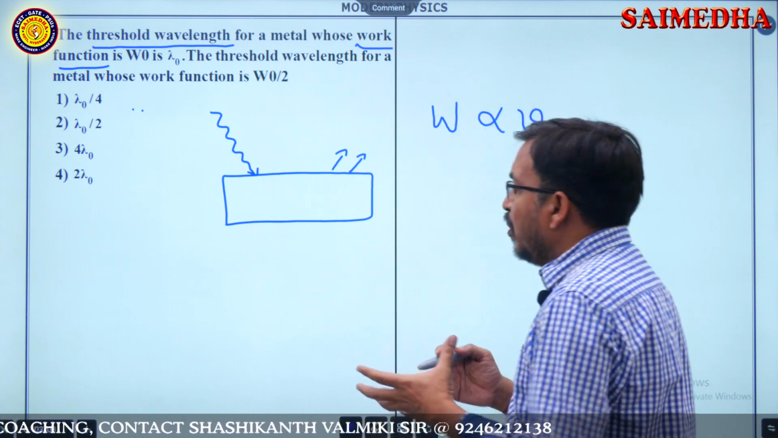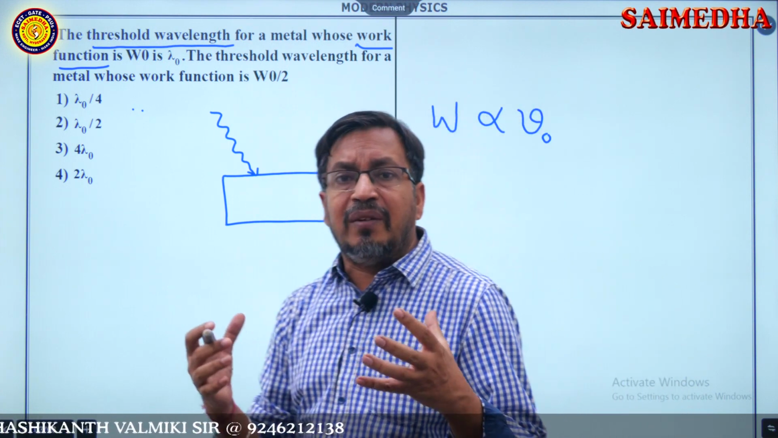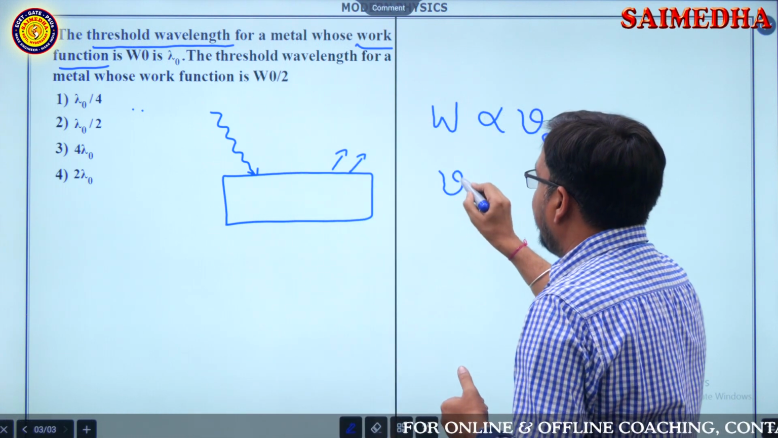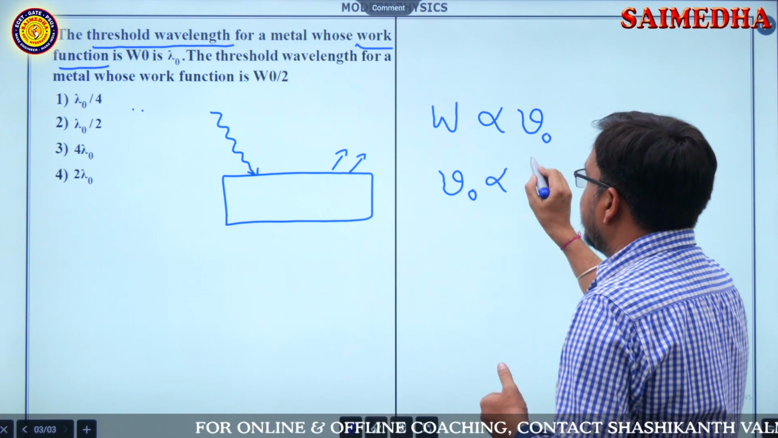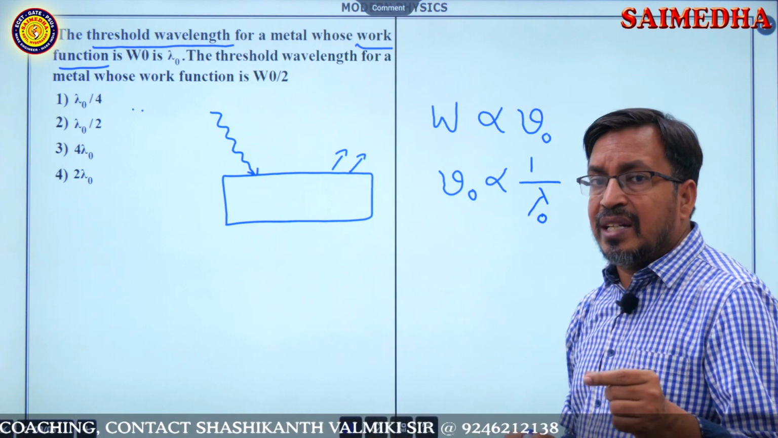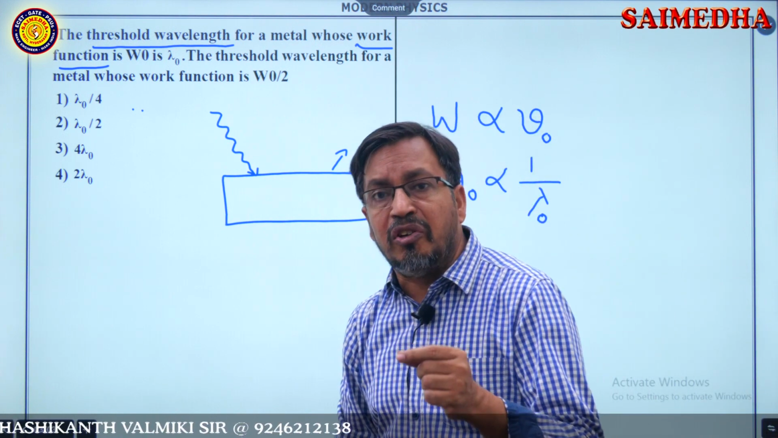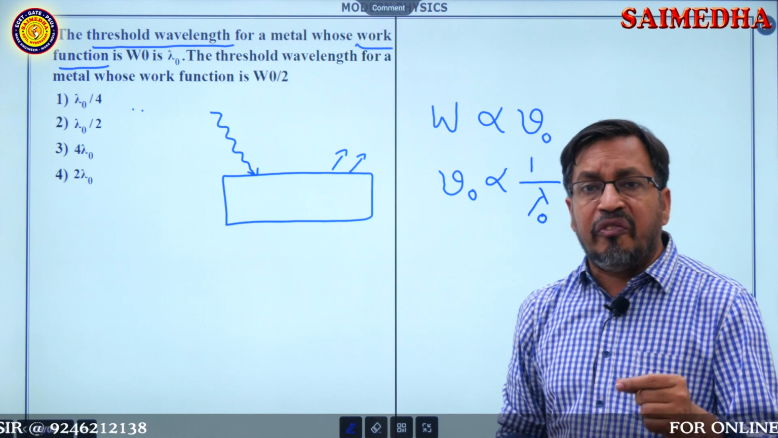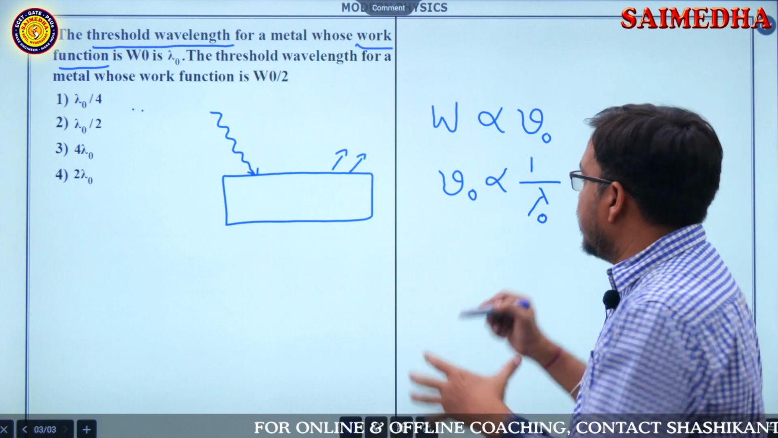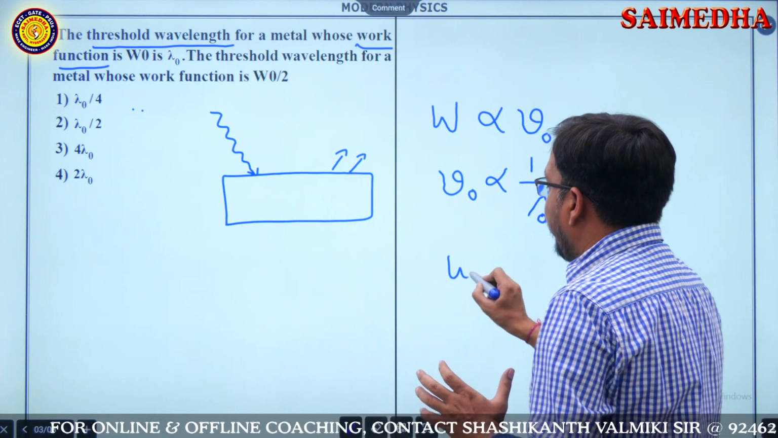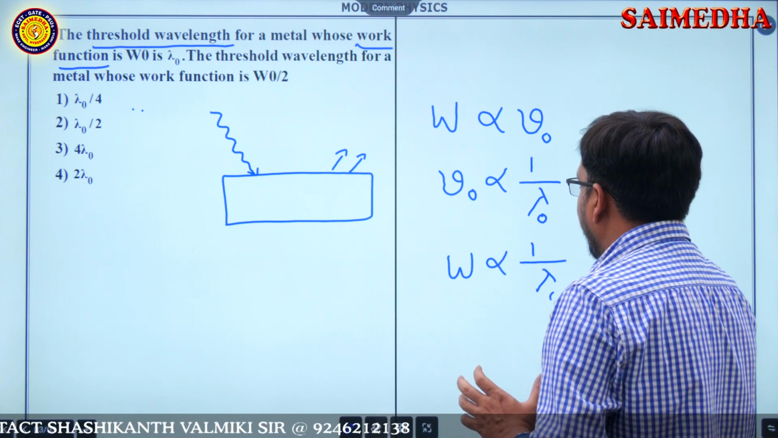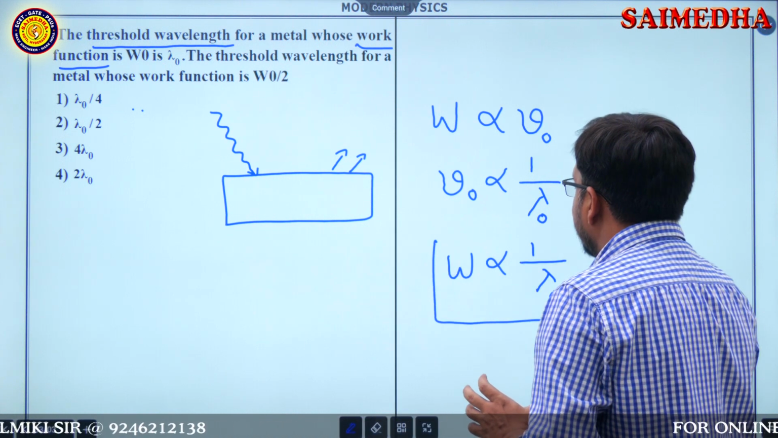Now here we know that frequency and wavelength are inversely proportional to each other. Then I am writing here threshold frequency is inversely proportional to threshold wavelength lambda naught. Work function is directly proportional to threshold frequency, and threshold frequency is inversely proportional to threshold wavelength. From these two equations, work function is inversely proportional to threshold wavelength. Here this formula is required.